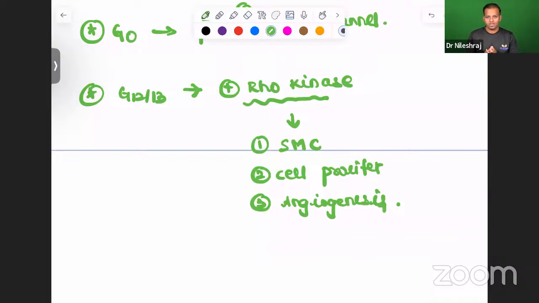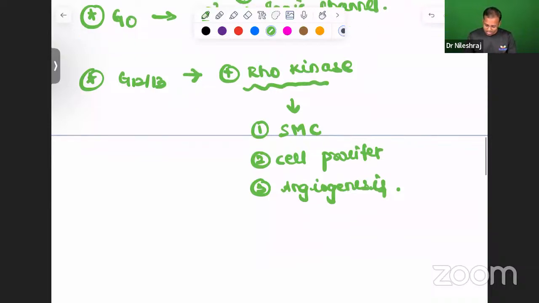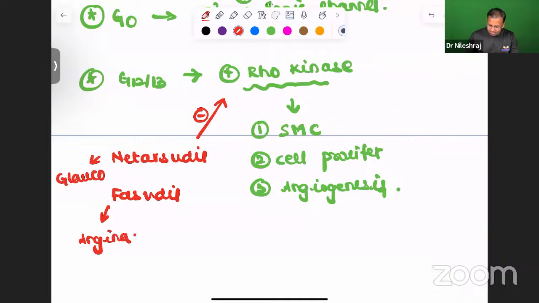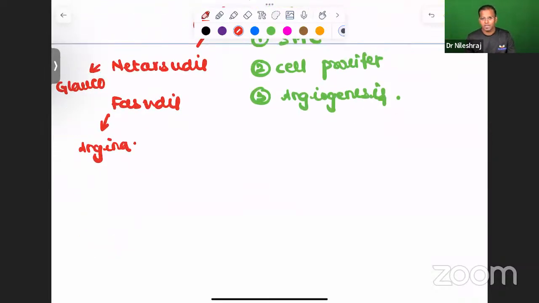That's why we are currently developing lots of drugs which are targeting the Rho kinase. We have netarsudil, we have fasudil. Drugs which are inhibiting this Rho kinase, we have netarsudil. We have fasudil. Netarsudil is used against glaucoma, a drug which is used for glaucoma, and fasudil is approved against angina. We'll explain that again. Here we are just talking only about the G protein coupled receptors.